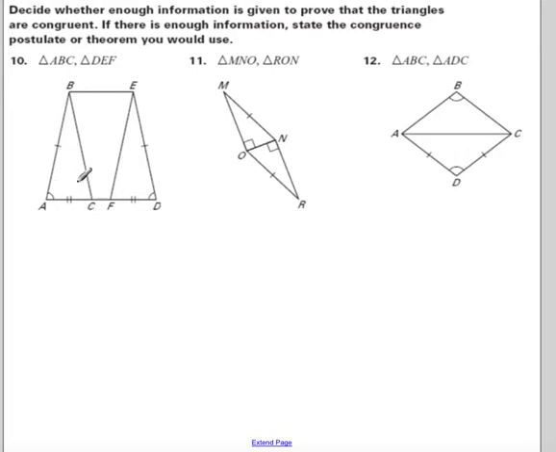We will be using side angle side because we've got two sides and the angle that's in between marked congruent, so this is going to be the side angle side congruence postulate.